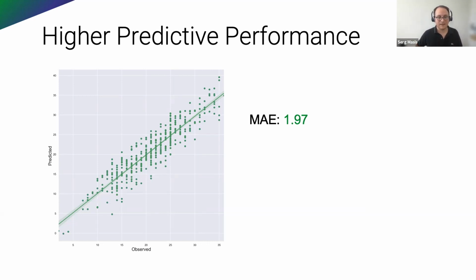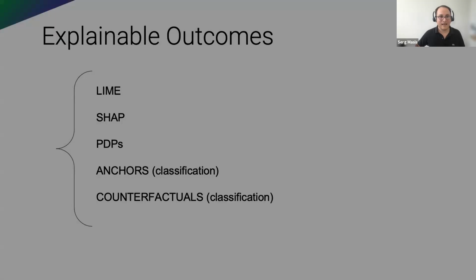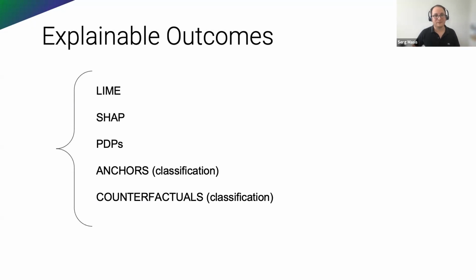It's less than 2 weeks off, which is very good. Comparatively, another model might be 3 weeks or a month off. So it's all very relative to where you are in the entire timeline, but the predictive performance is really good. Lastly, we also have explainable outcomes, and whether it's through LIME, SHAP, PDPs, or we convert our things to anchors and counterfactuals, we can explain our outcomes.